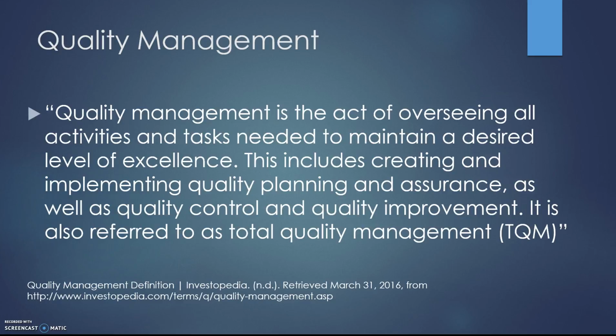Now that we understand what quality is, we have to talk about how do we manage quality. Quality management is the act of overseeing all activities and tasks needed to maintain a desired level of excellence. This includes creating and implementing quality planning and assurance, as well as quality control and quality improvement. It is also referred to as the act of total quality management.